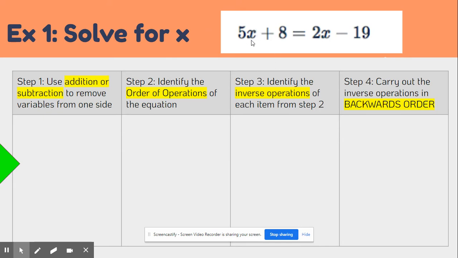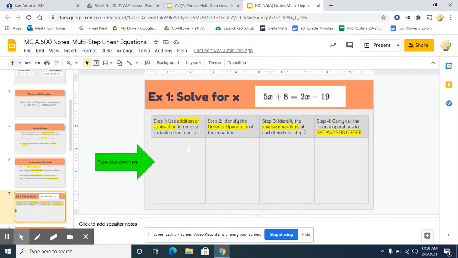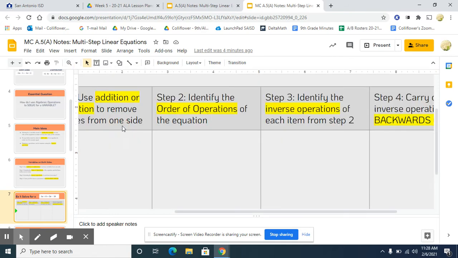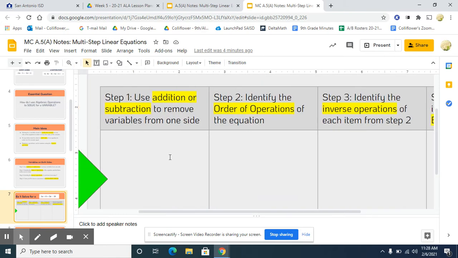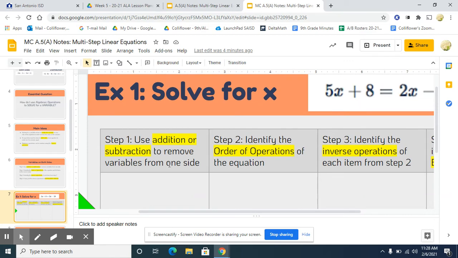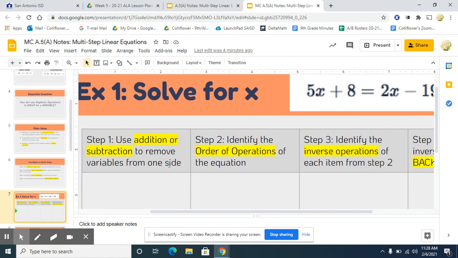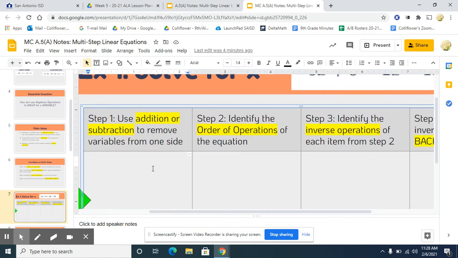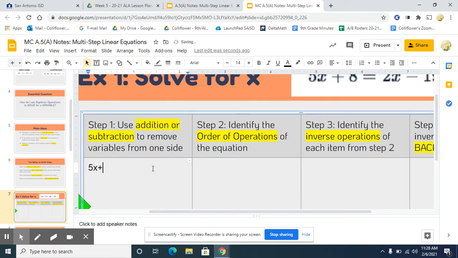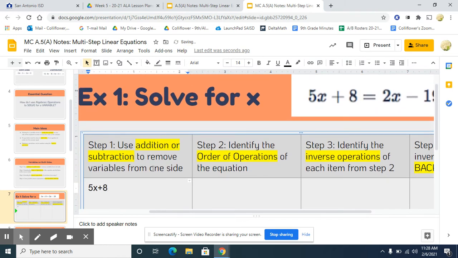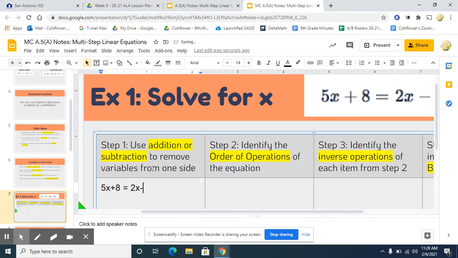This first example says we're going to solve for x, and the equation is 5x plus 8 equals 2x minus 19. So first we're going to use addition or subtraction to remove the variables from one side. So what do I mean by that? Well, let's type our equation here. 5x plus 8 equals 2x minus 19.